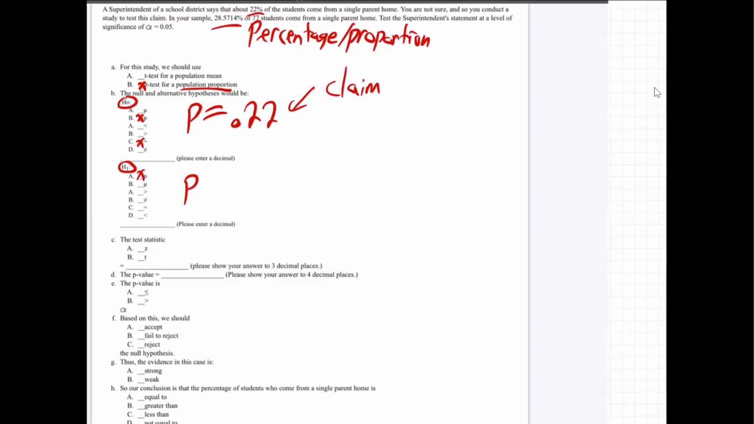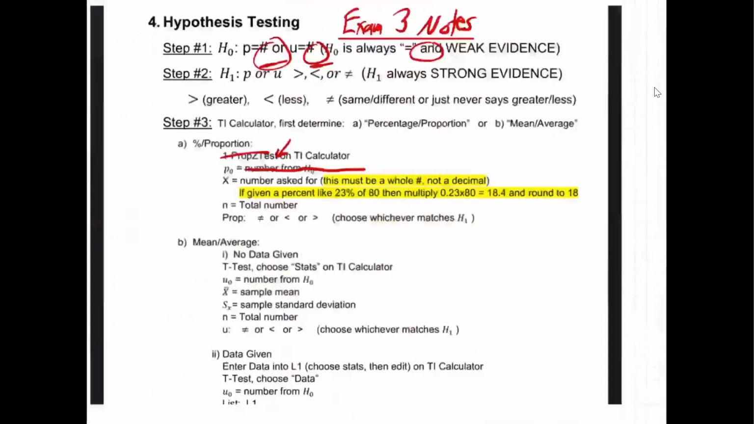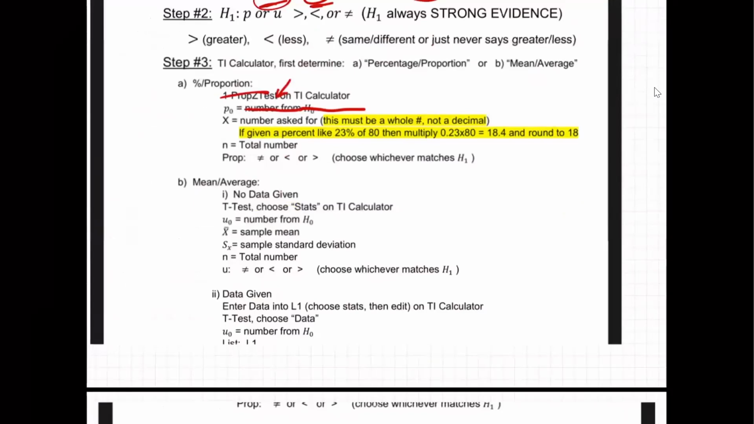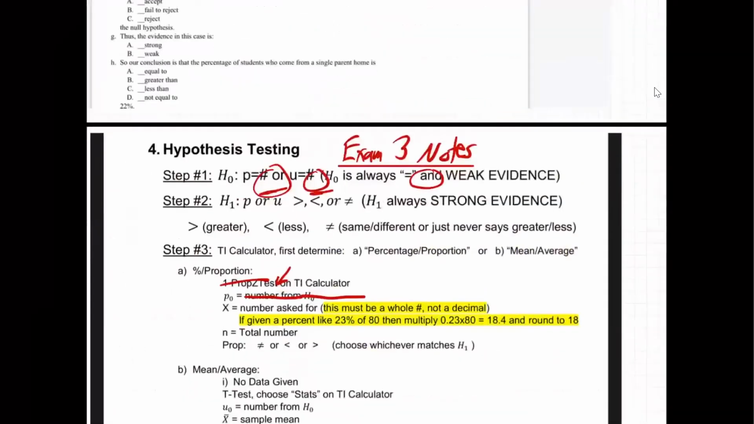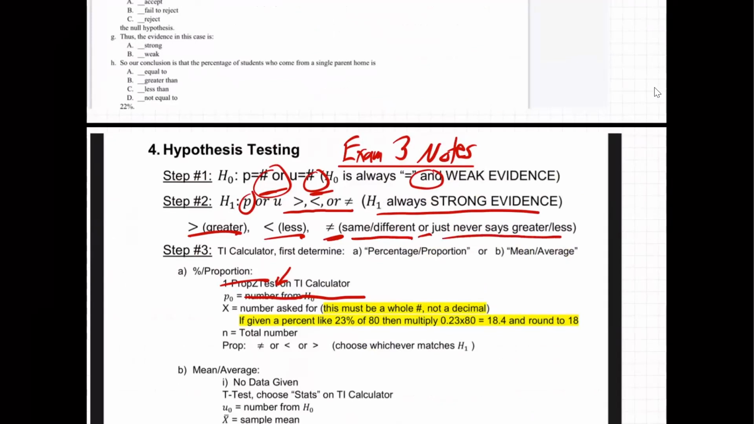And how do we know what else we're going to do? Well, for H1, it's going to be P or mu. Again, we're going to go with P, it's percentage. Greater than, less than, or not equal. H1 is always strong evidence. If it says greater, you do that way. If it says less, you do that way. You do not equals if it says same or different or just never says greater or less.